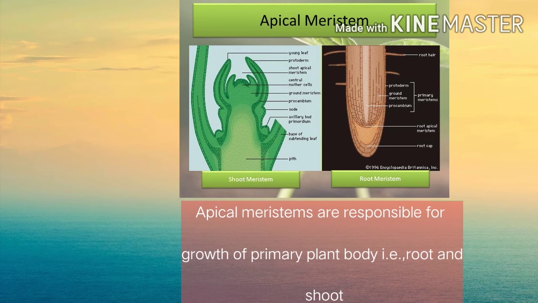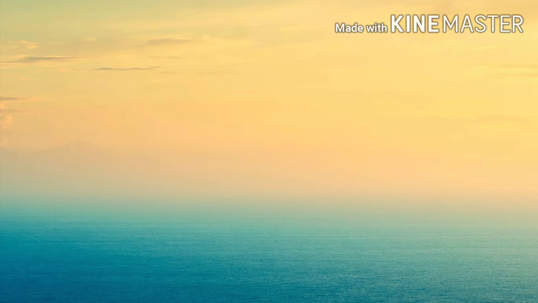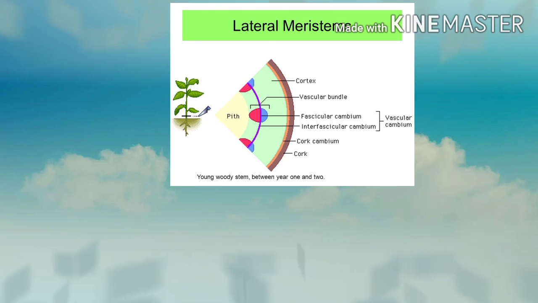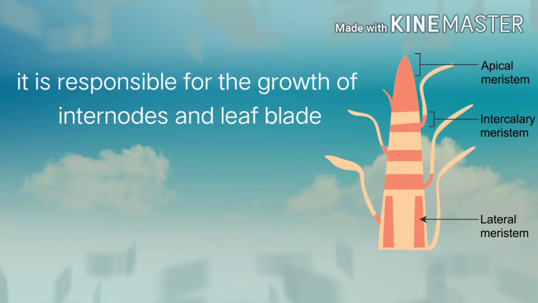Apical meristem gives rise to the primary plant body and is responsible for the extension of roots and shoots. Lateral meristems are responsible for secondary growth of the plant body. Secondary growth means growth in diameter. That is why the lateral meristems are known for secondary growth of the plant body. The intercalary meristems are responsible for the growth of internodes and the leaf blade.